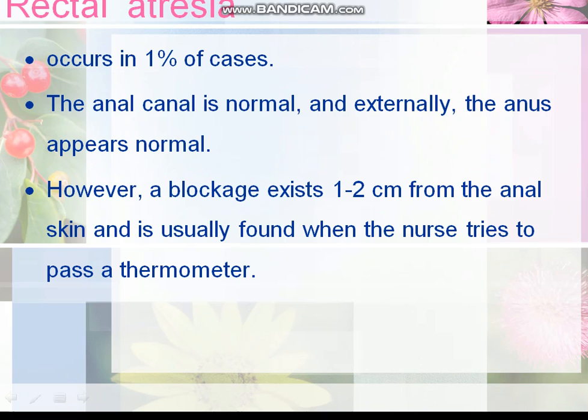First about rectal atresia, which occurs in about 1% of the cases. Here the anal canal is normal, but a blockage exists 1 to 2 centimeter from the anal skin and is usually found when the nurse tries to pass a thermometer. So during neonatal examination, when a thermometer is passed inside, this is how we usually detect this atresia.